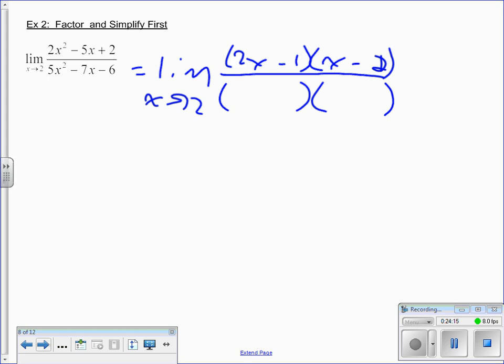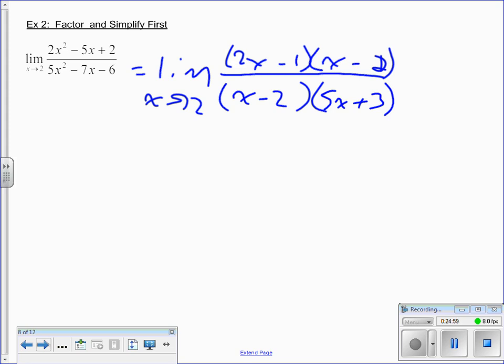Okay. So most likely one of those factors will be a factor of my denominator as well. Most likely the factor that's going to be in my denominator is the one that is screwing me up on plugging in 2. So most likely one of my factors is x minus 2. Which means it has to be 5x plus 3. Double check to make sure that works. I get 5x squared, I get negative 6. Negative 10x plus 3 gives me negative 7x for my middle term. I'm good.